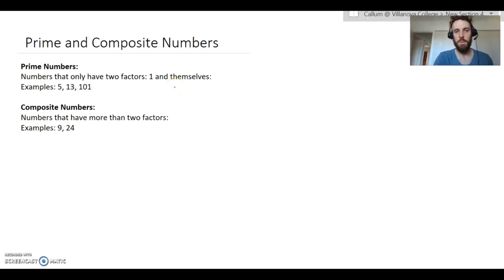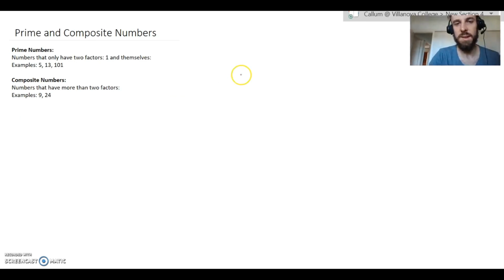So for instance, we've got number 5 here, 2 numbers that multiply together to give us a result of 5, and that is 1 multiplied by 5. No other 2 numbers, no other 2 factors will multiply together to give us a result of 5. There's heaps of examples. Even if you just Google prime numbers, you can see the long list. The examples there are 5, 13, and even a number like 101. There's no 2 factors that multiply together to give you 101 other than 1 times 101.